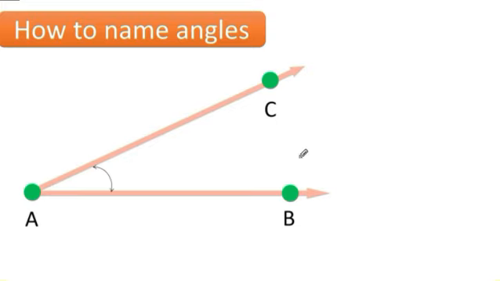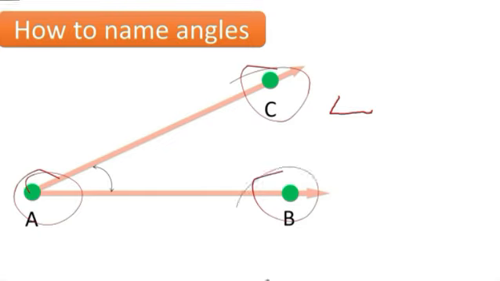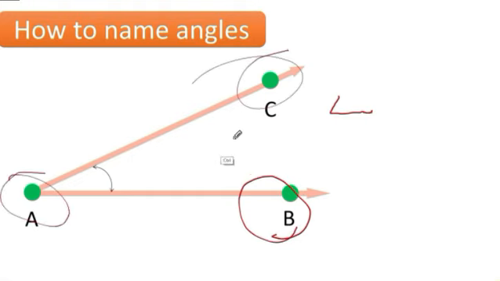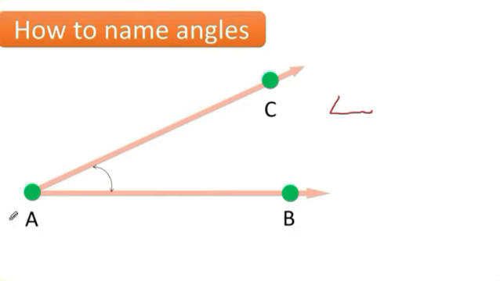Now what we are going to learn is how to name angles. So first thing what we do is we make this angle symbol, and we write the points, okay? And we first write this point, then we write this point, and then we write this point, okay? You can even write first this point, then this point, and then this point. Remember that first, you should never write this point in the first, okay?